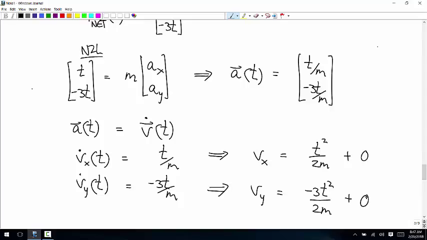Any questions about that one? So that one's just to use Newton's second law to calculate the acceleration function, then it's just 2 integrations to get the position function. Just remember that you always have to deal with those constants of integration. Okay.